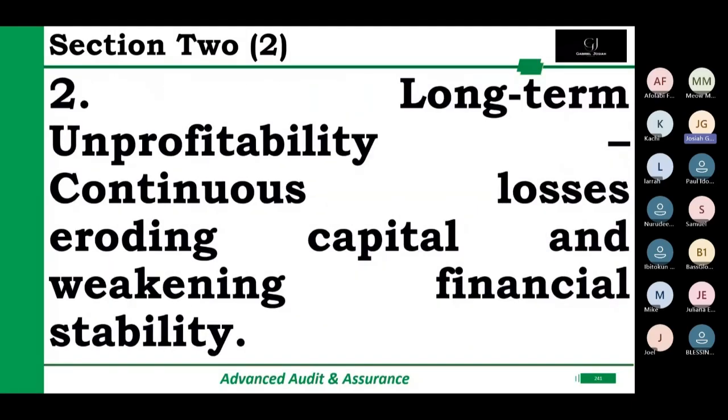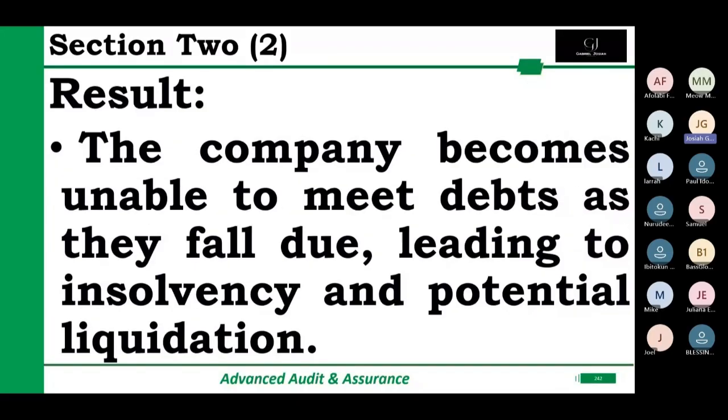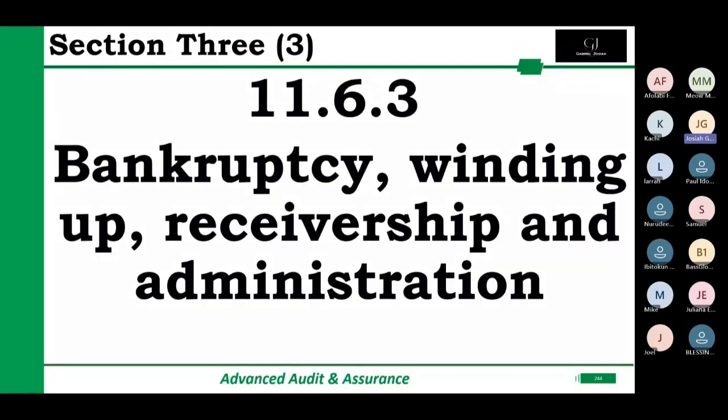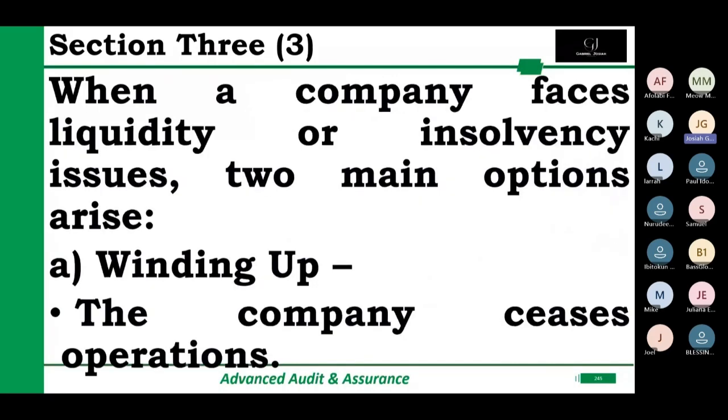Number two is long-term unprofitability. Speaking to continuous losses, eroding capital, and weakening the financial stability of the business. The long-term unprofitability could cause insolvency. And the result is that the company becomes unable to meet debts as they fall due, leading to insolvency and potential liquidation. So that's insolvency in context around the reasons for it and what could trigger a company to go out of business. All right, let's look at the next session on bankruptcy, winding up, receivership, and administration.